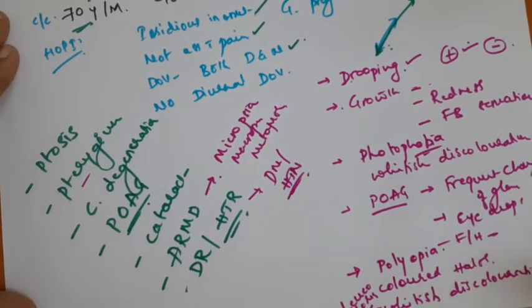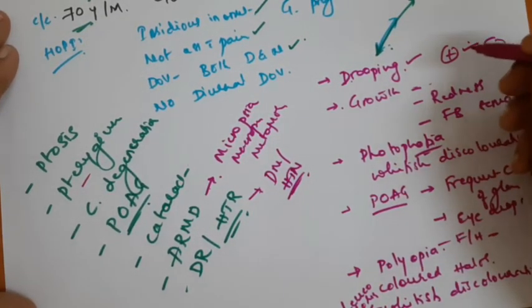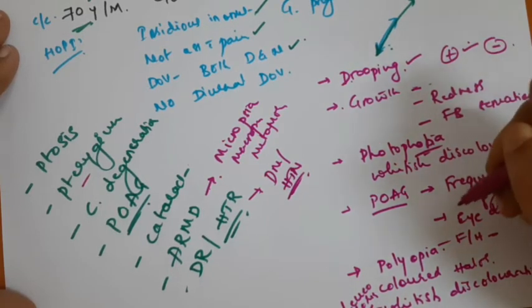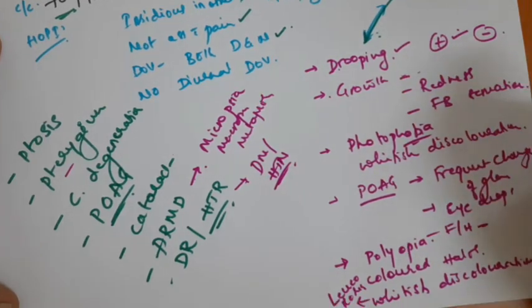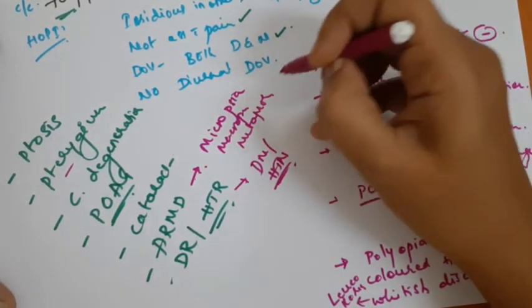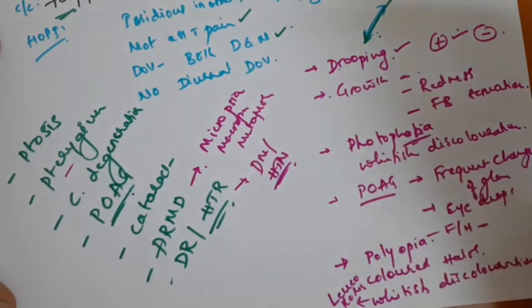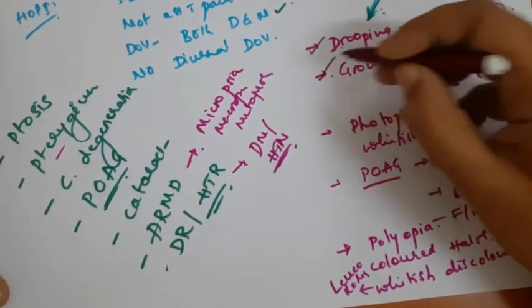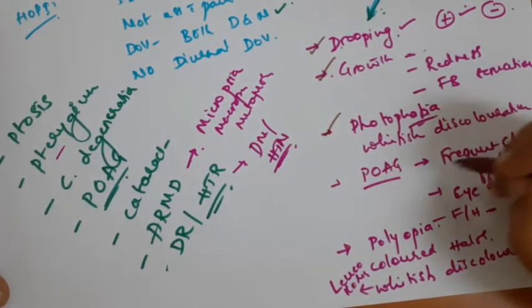So your negative history will include all these questions first. Drooping of the eyelid, present or not; growth over the eye; photophobia; whitish discoloration of the cornea; POAG symptoms like frequent changes of glasses or usage of eye drops for a longer duration; polyopia, colored halos, whitish discoloration in the center of the cornea; no history of micropsia, macropsia or metamorphopsia; diabetes and hypertension. By asking all these negative histories, you can either confirm or rule out the diagnosis. So let's say this patient is negative for drooping of the eyelid, growth, photophobia, or symptoms of frequent changes of glasses.